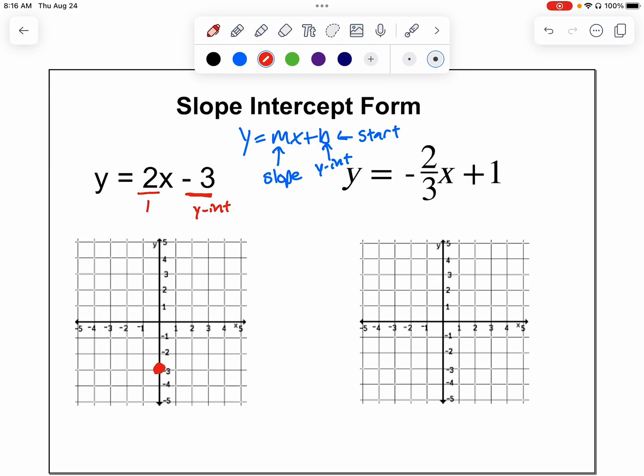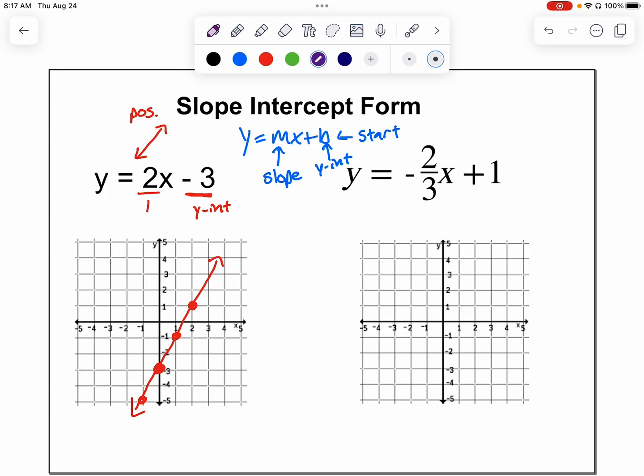And then 2 over 1 is positive. Positive slopes go up and to the right. So we're going to go up 2, to the right 1, up 2, to the right 1. You could also start and go down 2 to the left 1 to continue that pattern. And once you have 3 or 4 points, you can draw a line through them. Make sure you put the arrows on to make it a line.